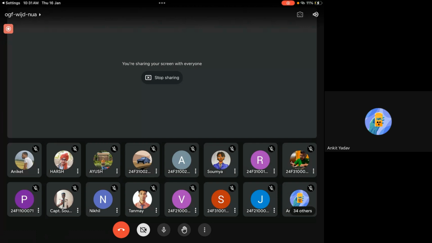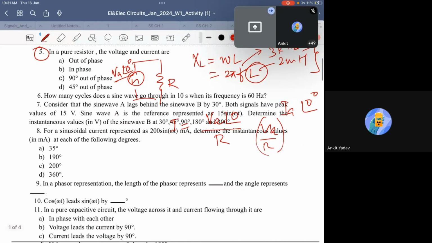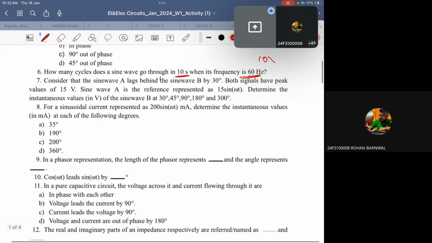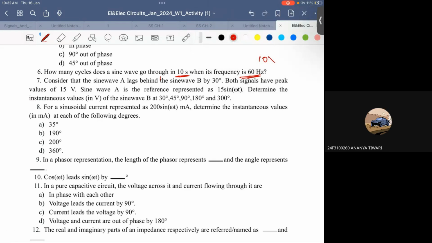Okay, so I guess the fifth one is simple. Now the sixth one, we'll go a bit faster. How many cycles does a sinusoidal wave go through in 10 seconds when its frequency is 60 hertz? This is much simpler, right? What do you mean by frequency? It's how many cycles you are following in 1 second, correct? Then for 10 seconds, it's 10 times 60, so it becomes 600. No need to convert to radians or solve that. Correct. So what about the seventh one? Can somebody tell me, if you have to write the equation, how will you write the seventh equation?